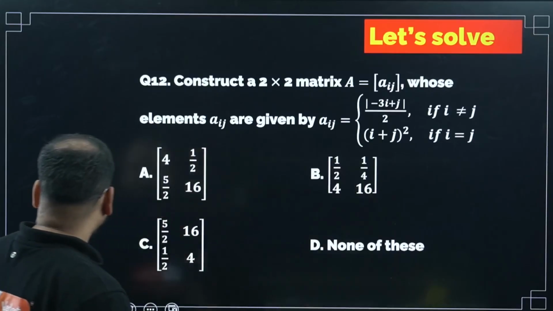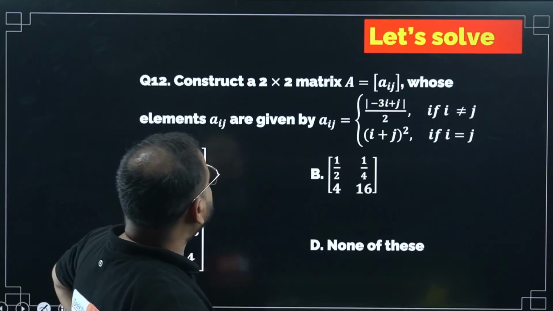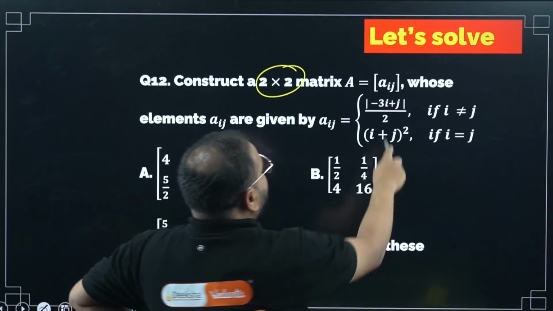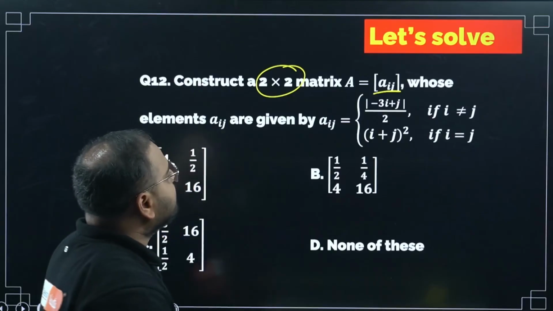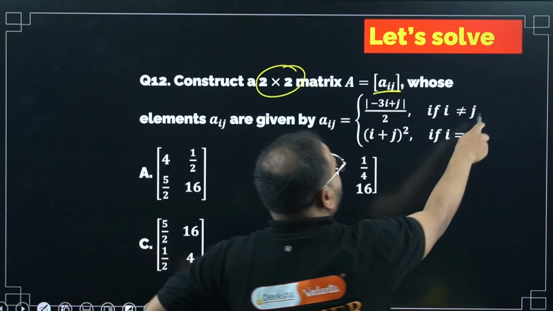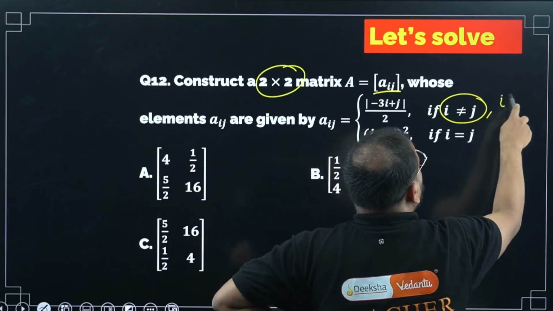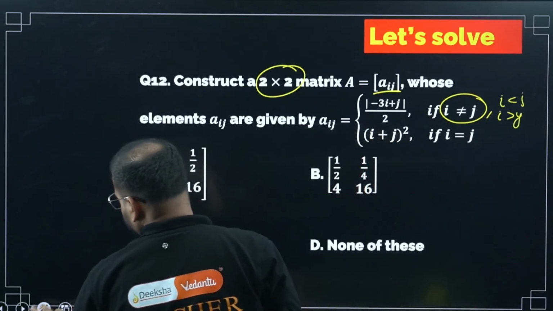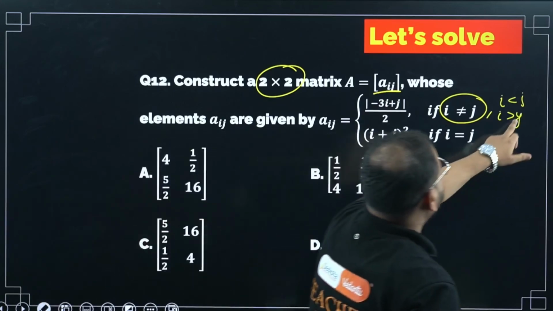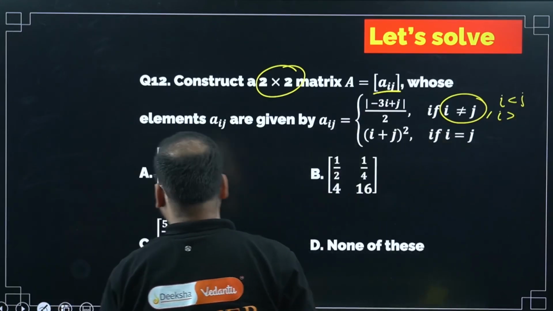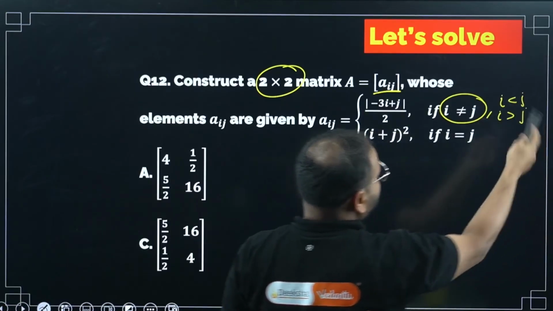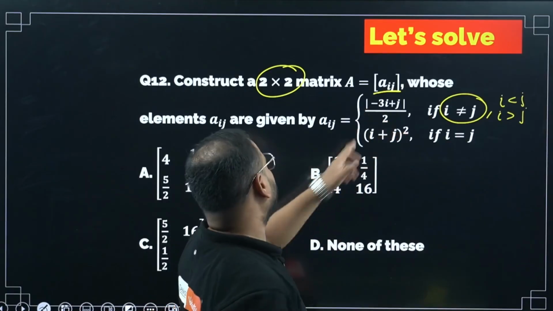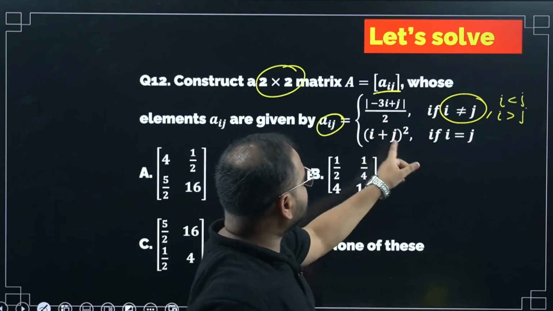Moving on. They are saying construct a matrix 2 cross 2. Order is given as 2 cross 2. a_ij is the element of the matrix, but whenever i is not equal to j, basically i is less than j or i is greater than j. I don't know why I'm writing y all the time. So whenever i is greater than j, i is less than j, this is how we define the element a_ij. Whenever i is equal to j, we define it like this.